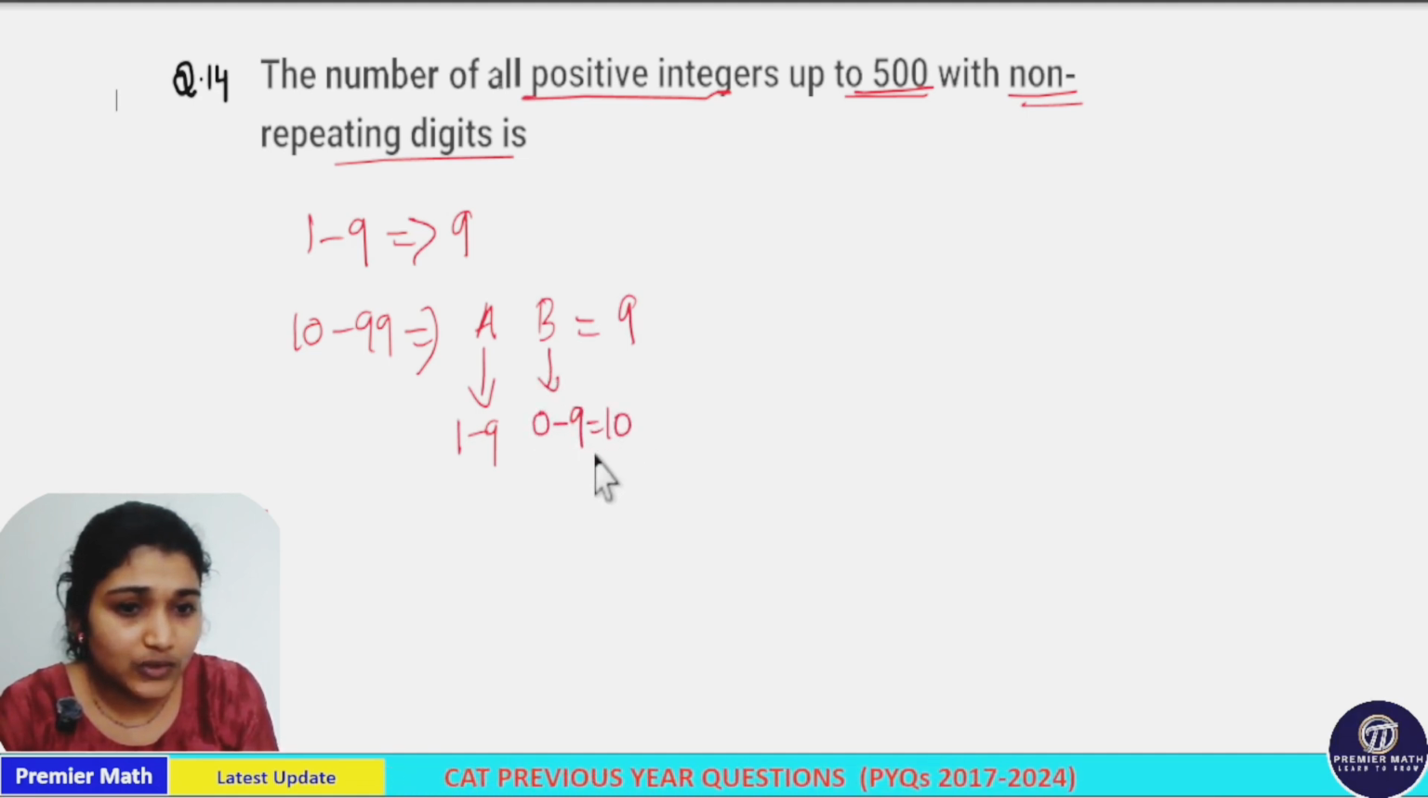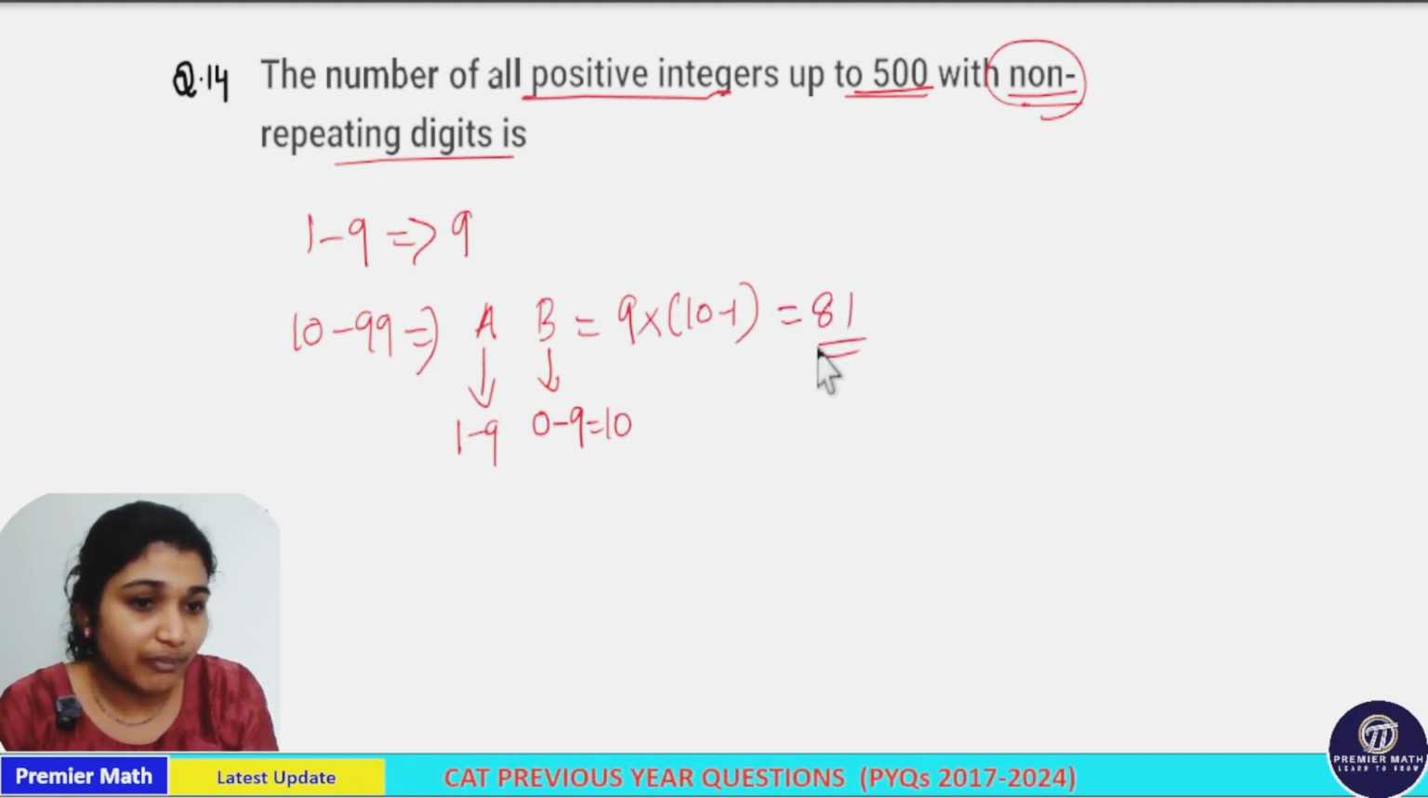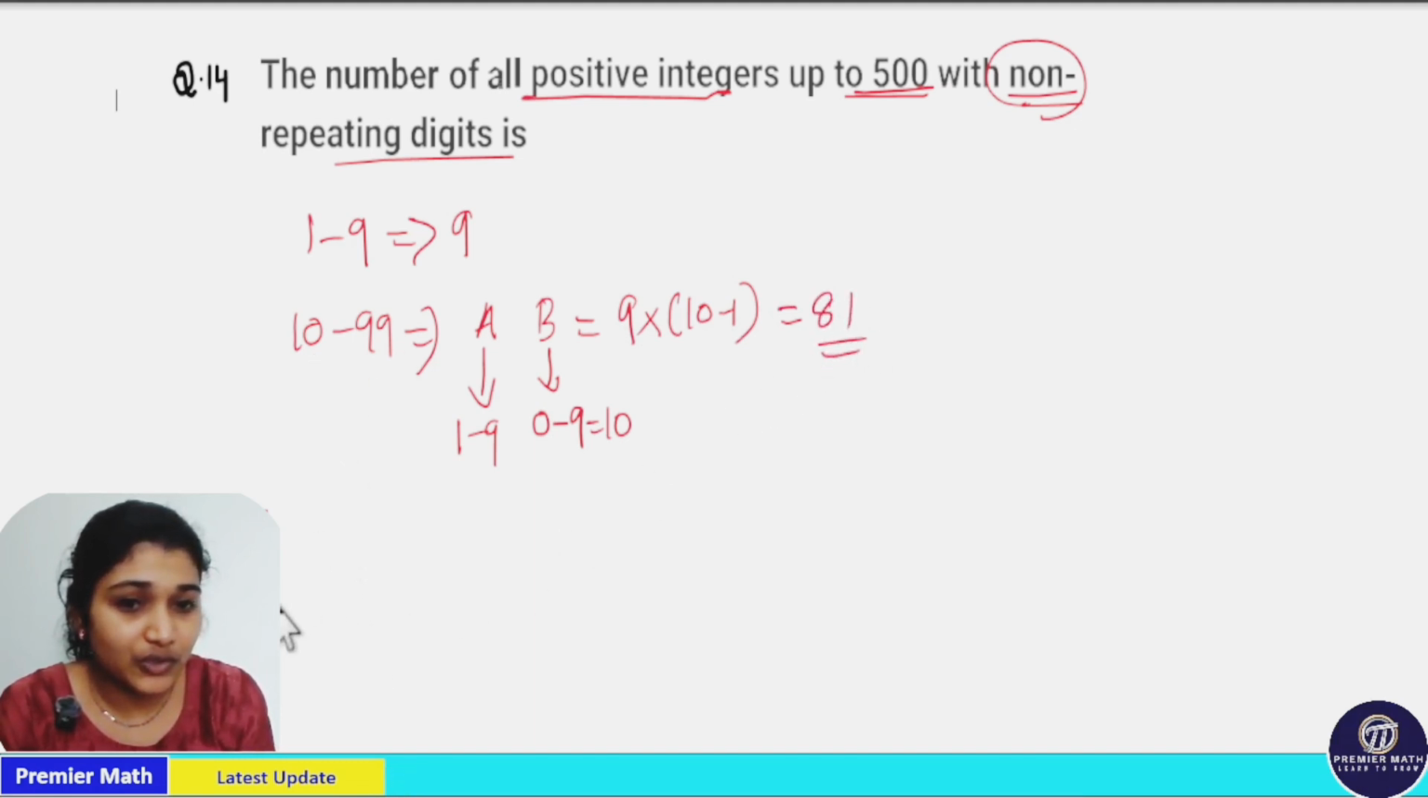That is a total of 10 values, but we already chose one value for A, which means for B we have to subtract this one value from 10. So 10 minus 1 values are possible for B because these are non-repeating digits. So 9 into 9, a total of 81 non-repeating numbers from 10 to 99.